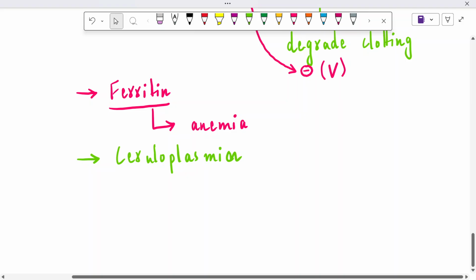So this is for nephrotic syndrome. In the next lecture, we are going to discuss focal segmental glomerulosclerosis, and in the subsequent lectures we are going to cover all these diseases.